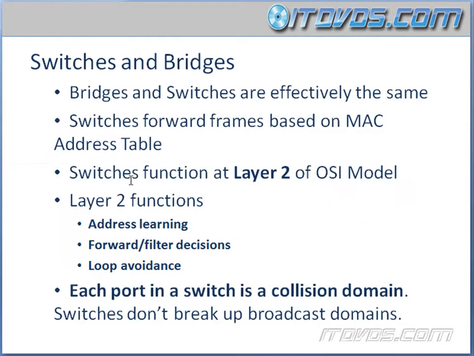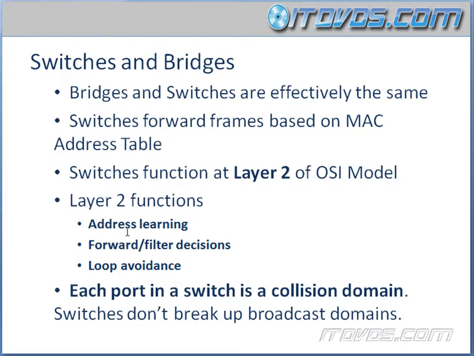Now, switches function at layer 2 of the OSI model. Again, this is something we just have to burn into our brain. Switches function at layer 2. And there are some important layer 2 functions here that a switch does. It's address learning, forwarding and filter decisions based on MAC addresses, and loop avoidance.